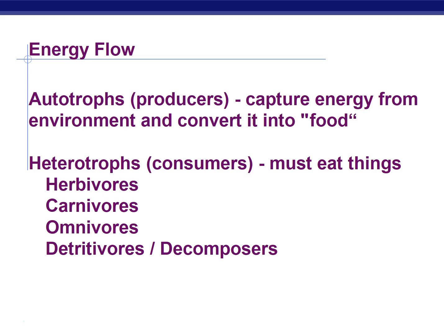We fall into the heterotroph, so using other to get our food, or consumer category. And there's some different subgroups there. So you have herbivores that eat plants, carnivores that eat meat, omnivores that eat everything, and then detritivores or decomposers, which break down dead materials. Some ways to remember those, so I think of herbs and spices, carne for carnivores, and then omni for everything.